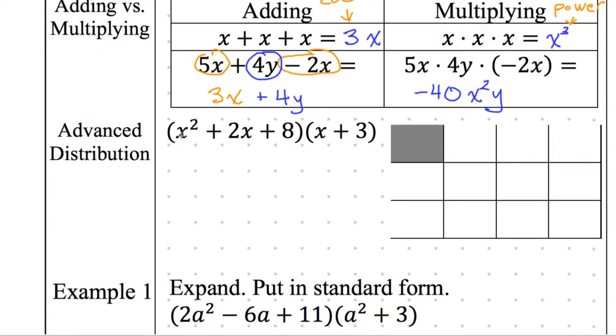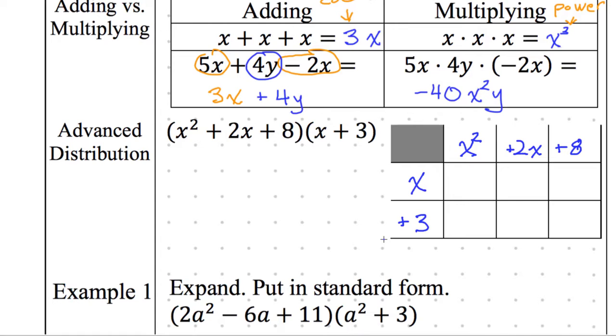Here is my table. I'm going to write x squared plus 2x plus 8 right here. You're writing with me. X squared, plus 2x, plus 8. I'm also going to be writing x plus 3 on the side. Notice that I keep the sign with it. Even if it's a plus, I write the plus. If it's a minus, you write the minus. This is a tool. You do not have to use it.